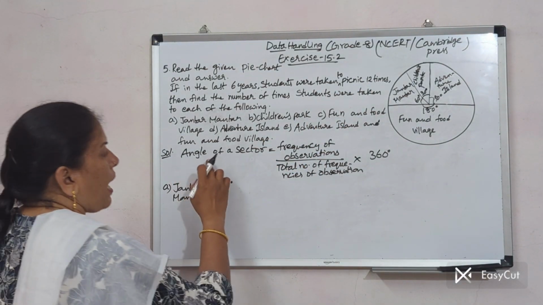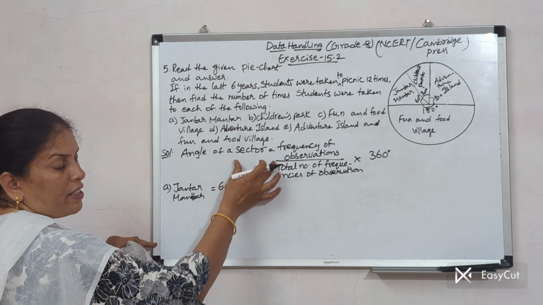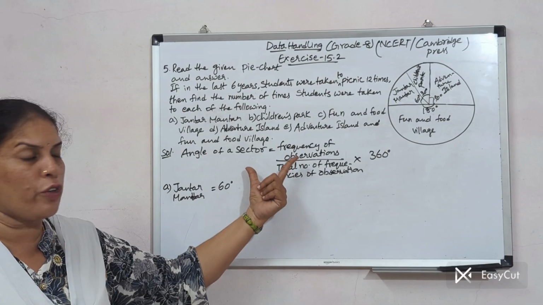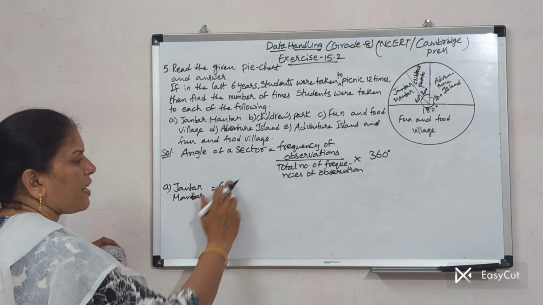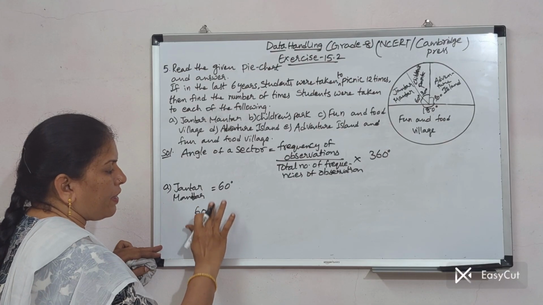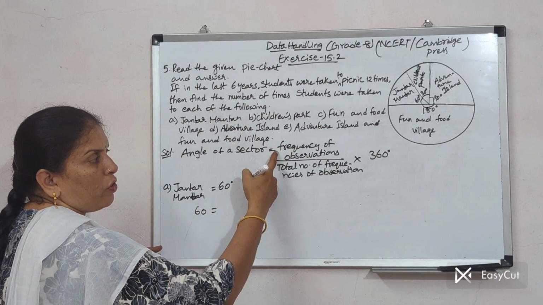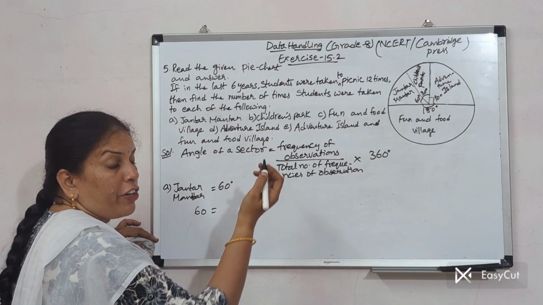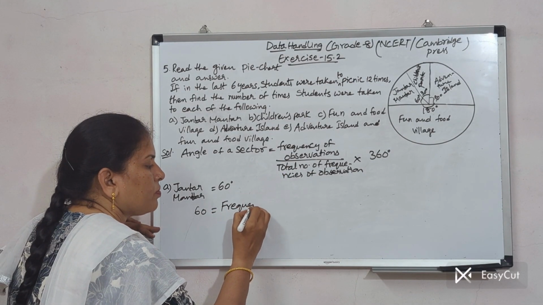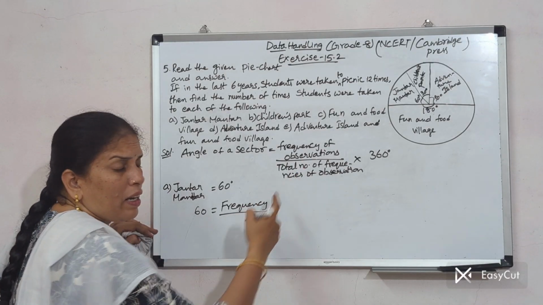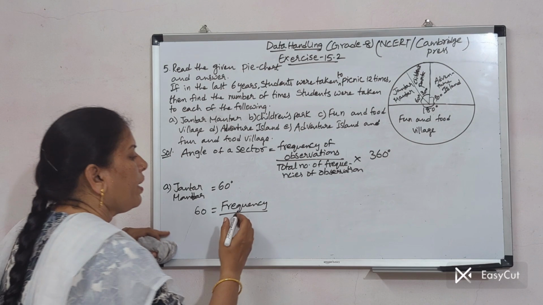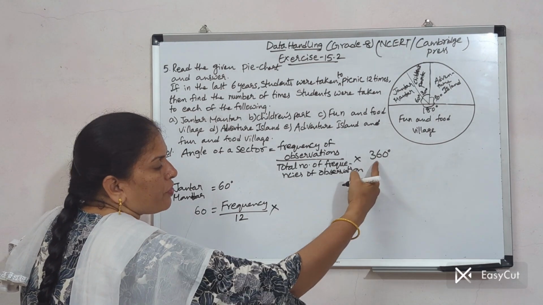Okay. Now, angle of a sector. You must write this formula here, ma. I am not having sufficient place. That's why I am directly substituting in this formula. Angle of a sector 60 degrees. 60 degrees is equal to, don't write the degrees. 60 is equal to frequency of observation. We don't know the frequency. How many times they went? Frequency by total number of frequencies. How many times they went to picnic? 12 times. So, F by 12 into 360.